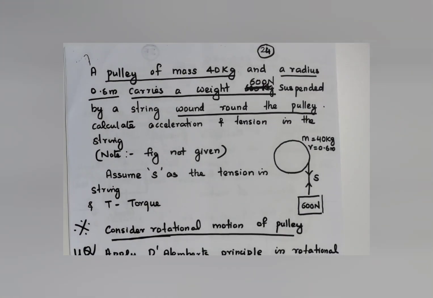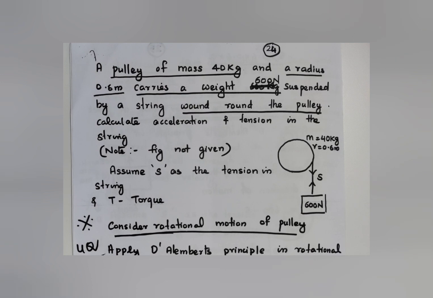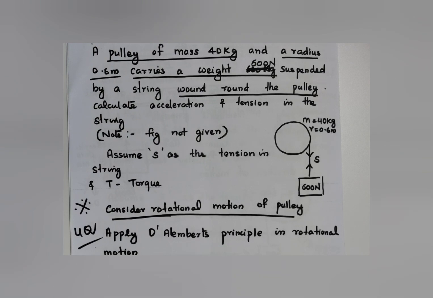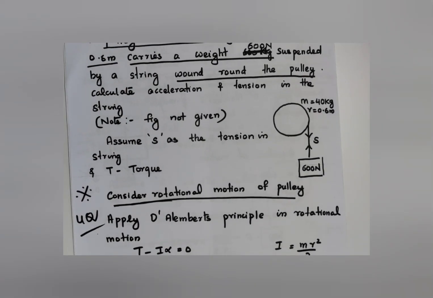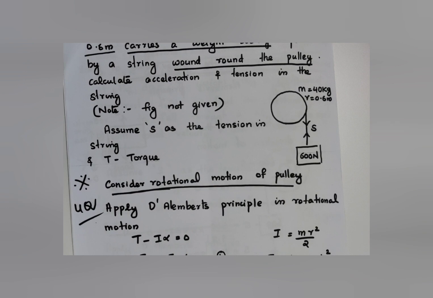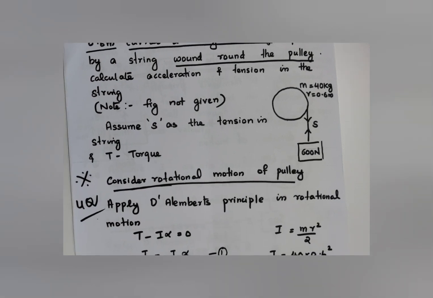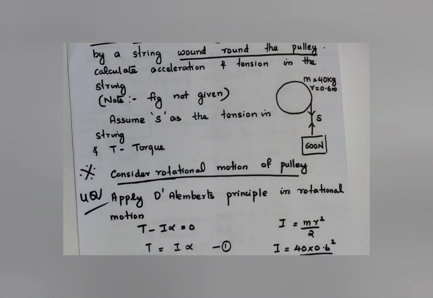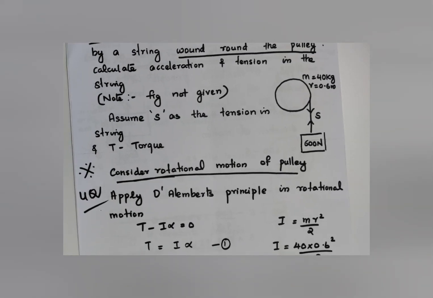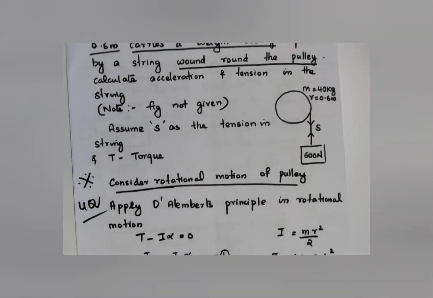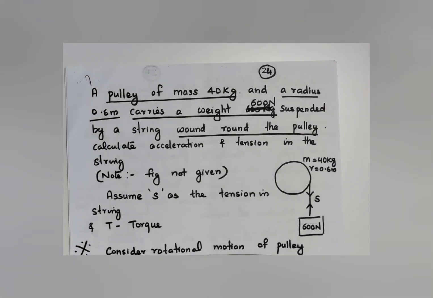Now we will discuss the problems in module 5, where we are going to apply D'Alembert's principle in rotational motion. This is the equation connecting D'Alembert's principle in rotational motion, that is T minus I alpha is equal to 0. In linear motion we have D'Alembert's principle, in that we have the equation F minus ma is equal to 0. So here we are using the condition T minus I alpha is equal to 0. So this is a question from module 5.